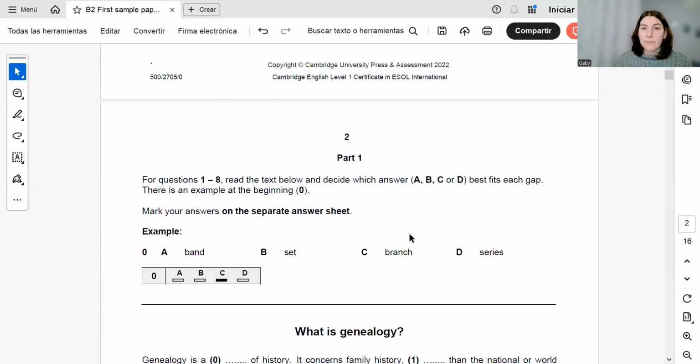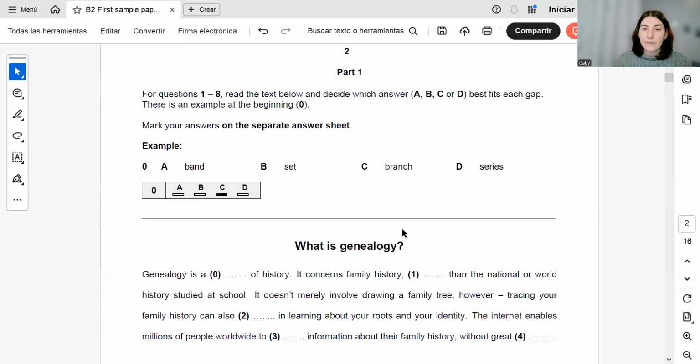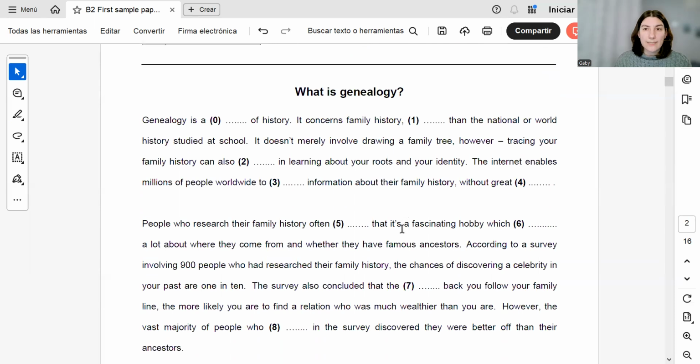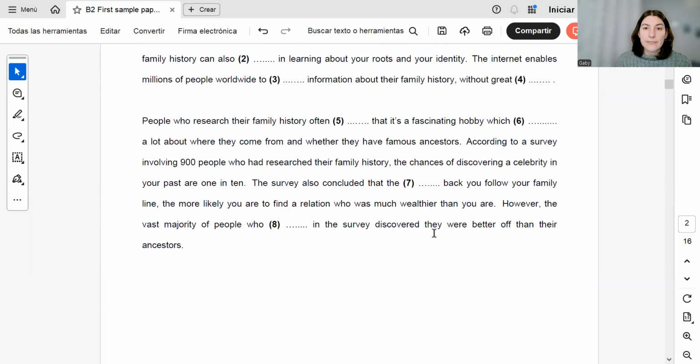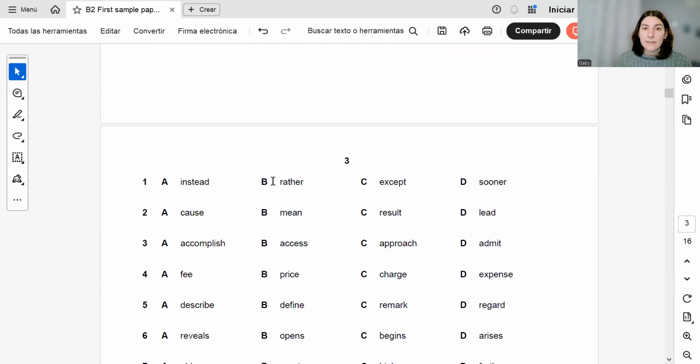So let's start with part 1. This is a multiple choice text, so you have some gaps. And here you have some answers that you can choose from.